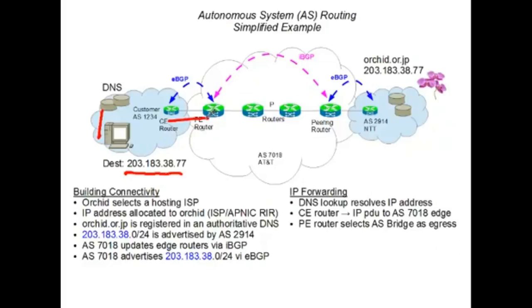Now the PE router, because of iBGP, knows that this peering or bridge router is the egress. So it knows the egress router is right here. So it's going to forward that IP PDU to this edge router. The forwarding occurs in a way that's specified by the autonomous system, and there's no particular requirement for it to use one technology over another.